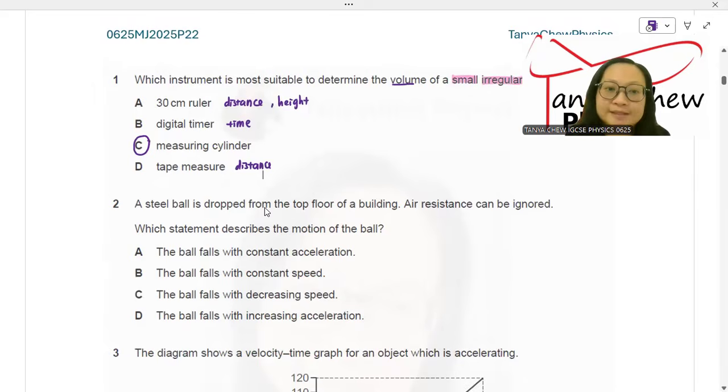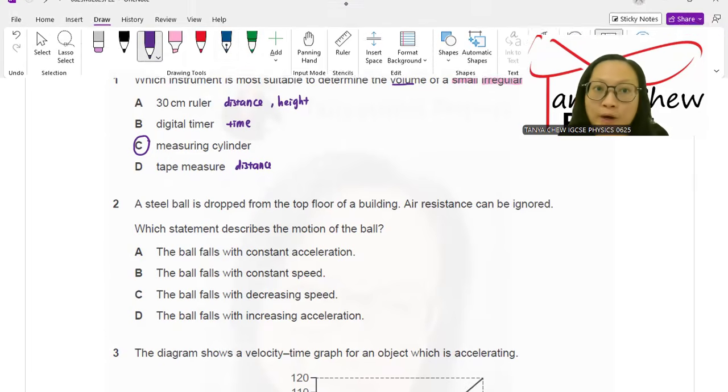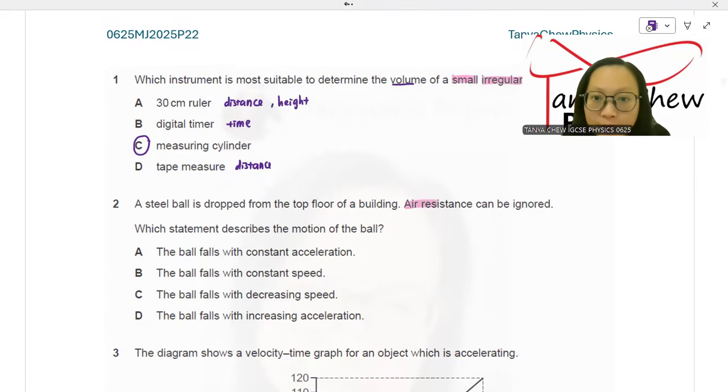Number two, a steel ball is dropped from a top floor of a building. Air resistance can be ignored. I need to highlight this. Air resistance can be ignored. You see this word? Which statement describes the motion of the ball?